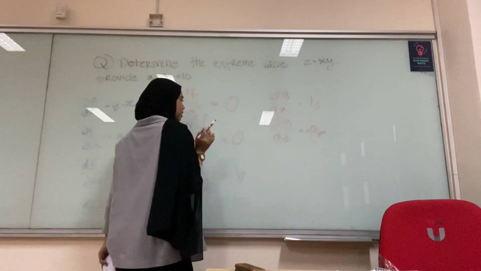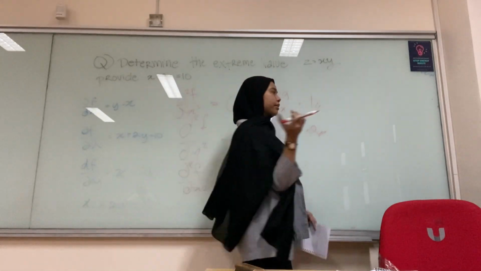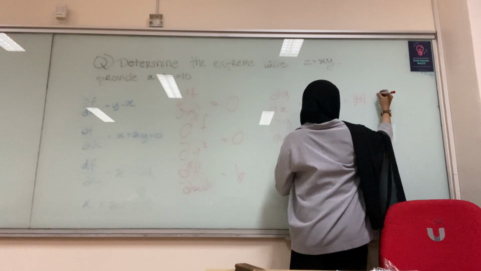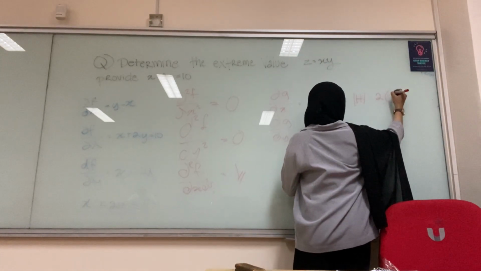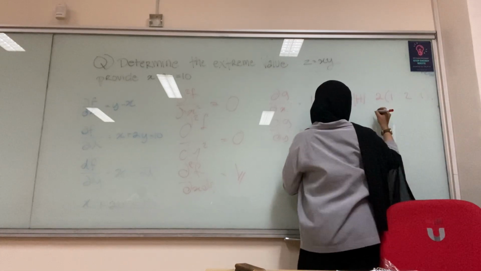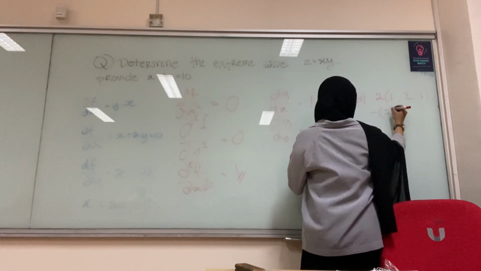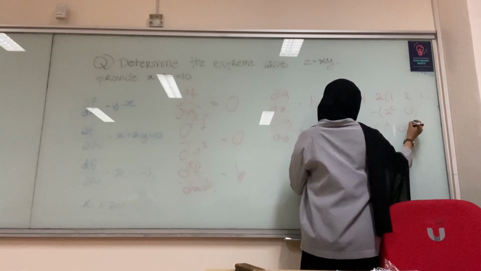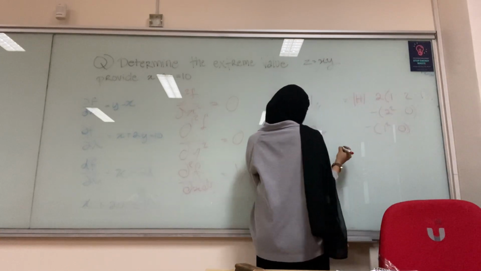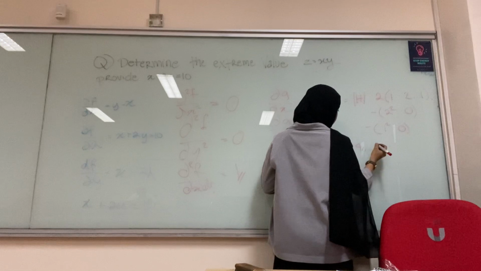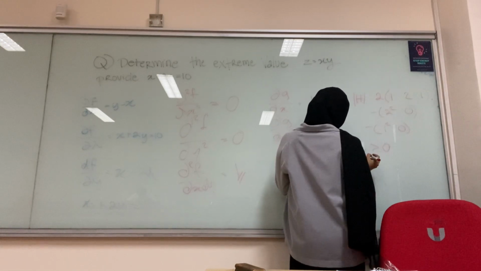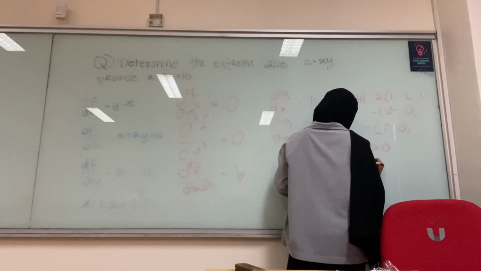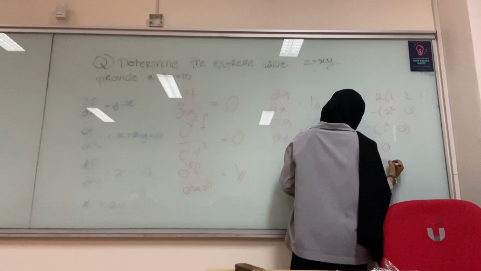So now we'll take these variables and move them into the Hessian formula. We'll get 2 times 1 times 2 times 1 minus 2 squared times 0 minus 1 squared times 0. When we calculate all this together, we will get 4. And since 4 is bigger than 0, the function z has a relative maximum.